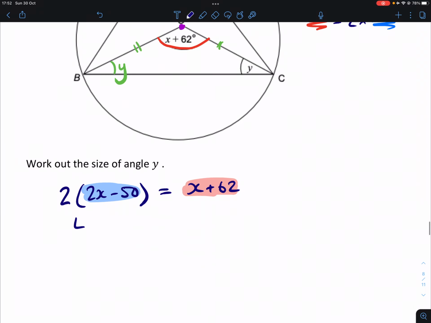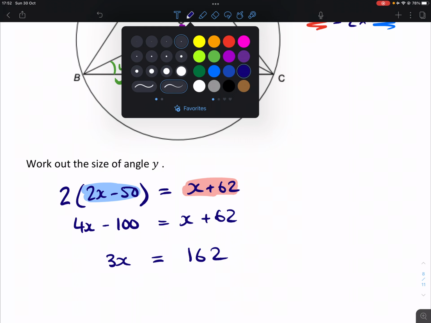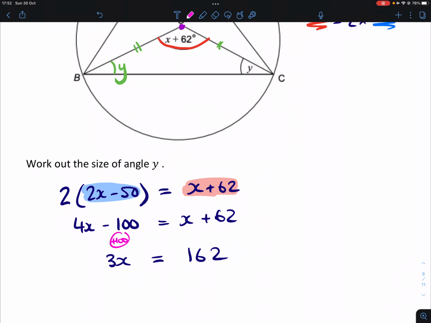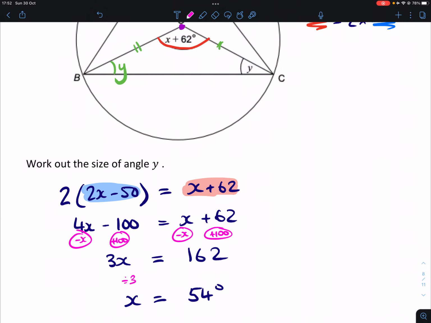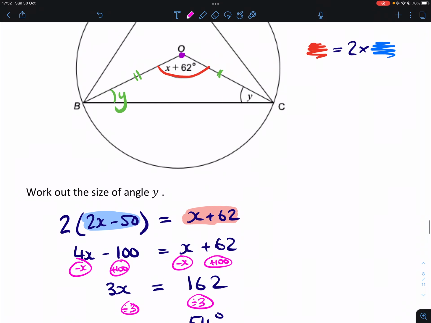So we break out the brackets, and then we get all the x's on the same side by taking away x from both sides. I can also add 100 to both sides at the same time. So just to highlight, there's our plus 100 on both sides. I'm going to take away x from both sides in terms of our rearranging. And then divide both sides by 3 will give me 54 degrees for x. So that's one out of the two solved.